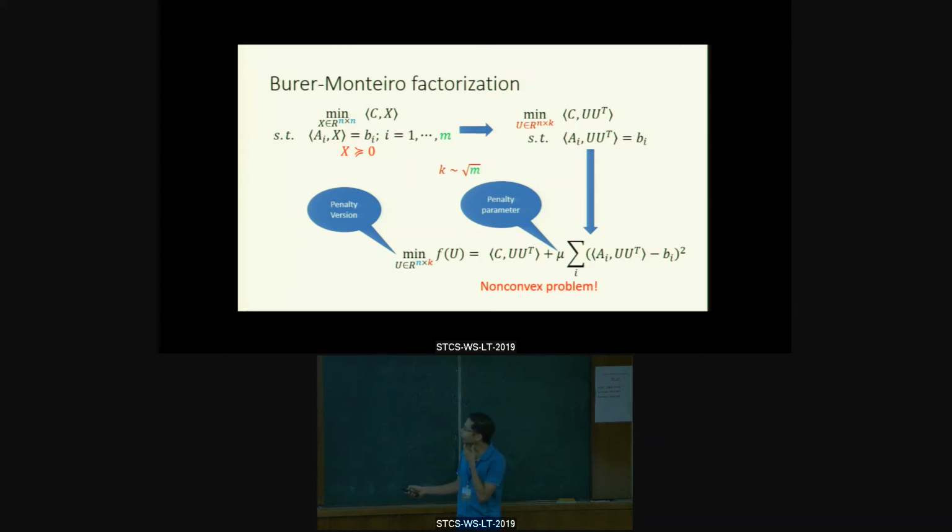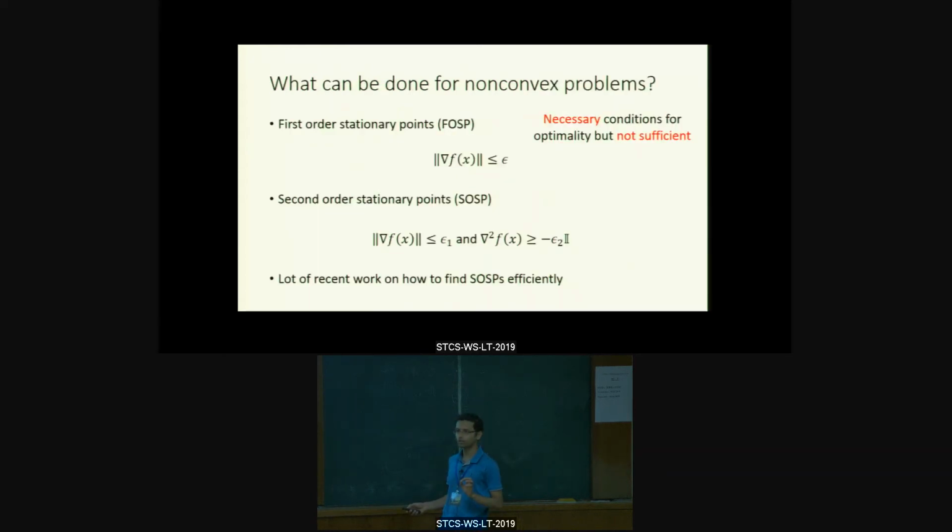So for general non-convex problems, what is it that we can do efficiently? In general, we can find stationary points efficiently, and within stationary points, there are different levels of stationary points. First order stationary points are those where the gradient is equal to 0, and an approximate notion of first order stationary point is that the norm of the gradient is at most epsilon. And similarly, there is a notion of second order stationary point where the gradient is equal to 0 and the Hessian is positive semi-definite. The approximate version of this is again that the norm of the gradient is less than or equal to some epsilon 1, and the smallest eigenvalue of the Hessian is greater than or equal to minus epsilon 2.